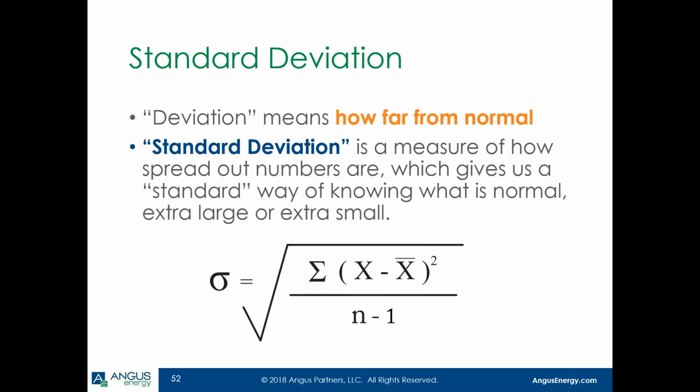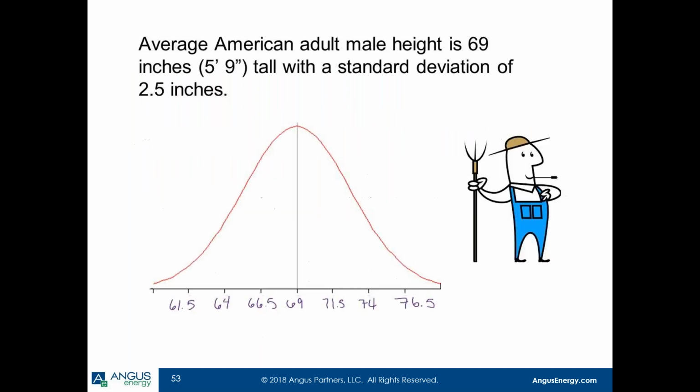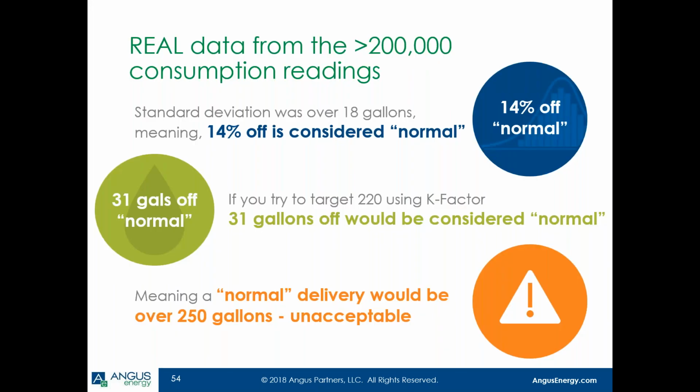Now, when we took these 200,000 deliveries, what we saw was as follows. We saw that the typical delivery is 14% off what is considered normal. So therefore, what we see is that on a 150-gallon delivery, on the 140, you're going to be as much as 18 gallons away. This is the problem that we have in the industry, because it's very nice that if we used K factors and we said, we're going to go to 220 gallons, our problem would be, standard in the industry would be to be 14% away, which is 31 gallons.